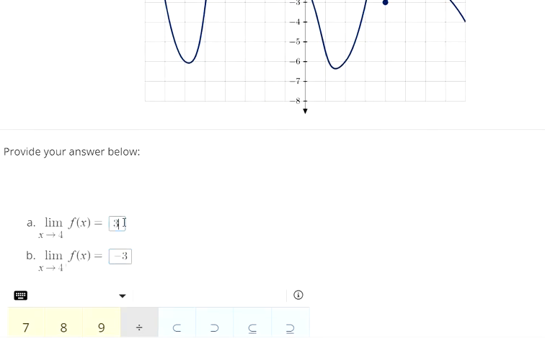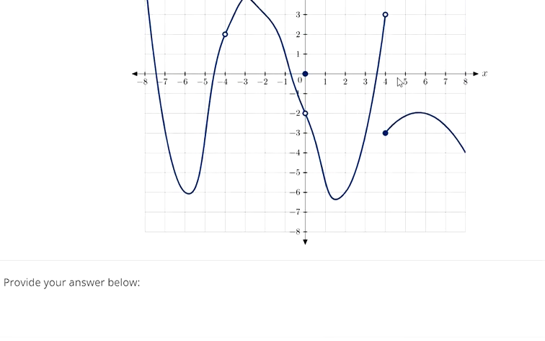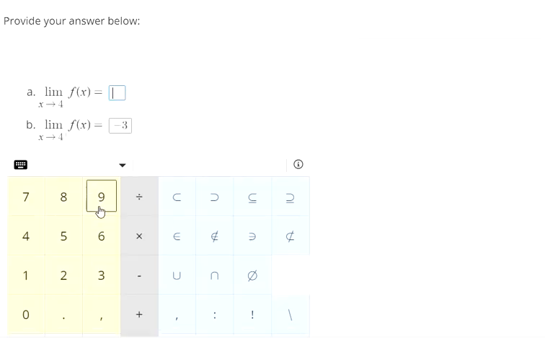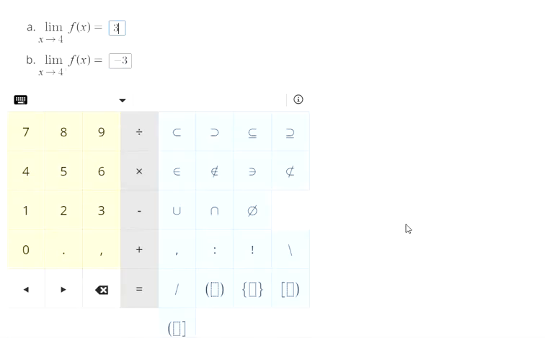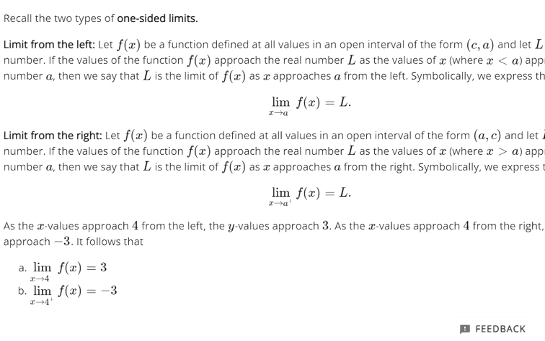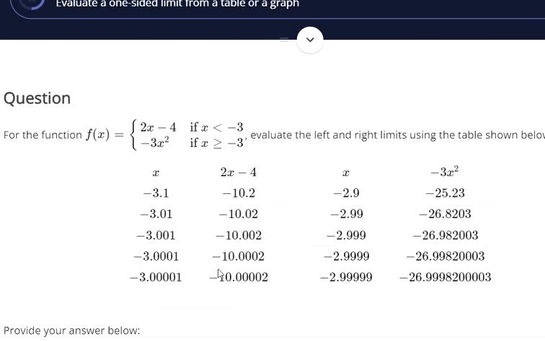Wait, why did I type 3 here? I hope I wasn't saying 3. As you approach 4 from the left, -1, 0. Oh no, that is +3. I thought it was the same. Okay, those are different. 3 and -3. Yeah, because I knew from the graph those are definitely different limits.